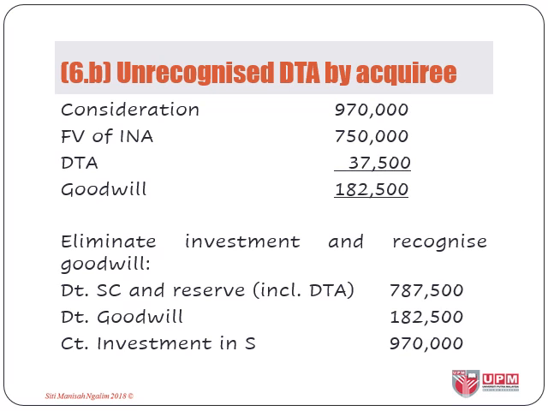Given the same information as before, we need to recalculate goodwill, and this time taking into account the DTA of 37,500 ringgit, resulting in goodwill of 182,500 ringgit. When we eliminate investment, we recognize a much lower goodwill.